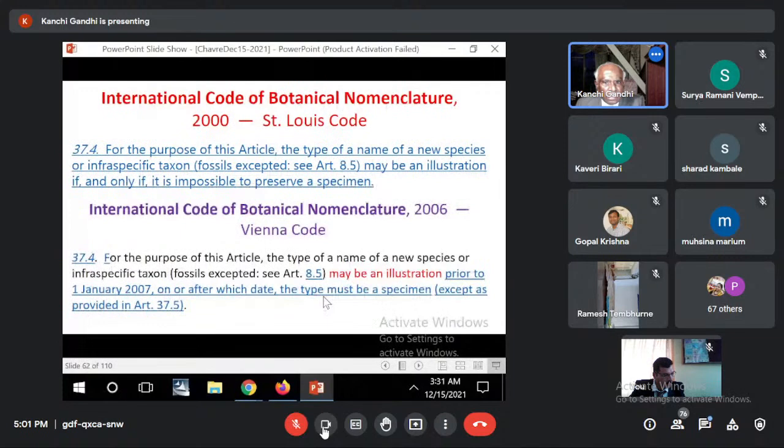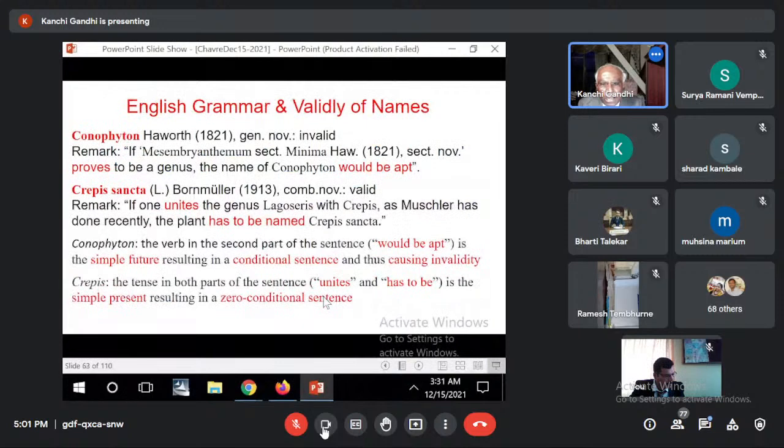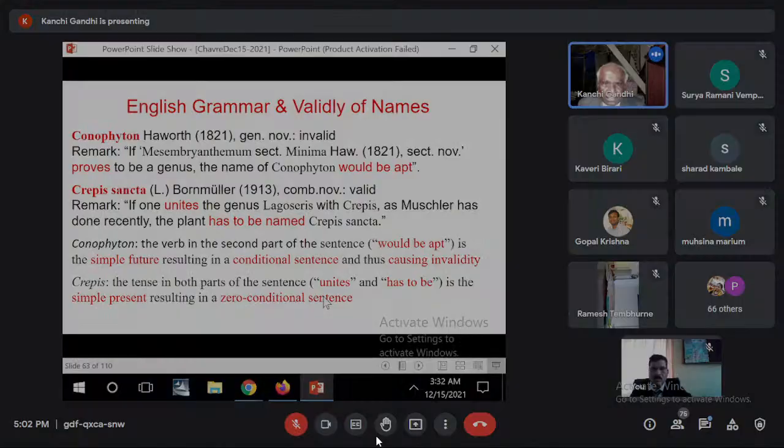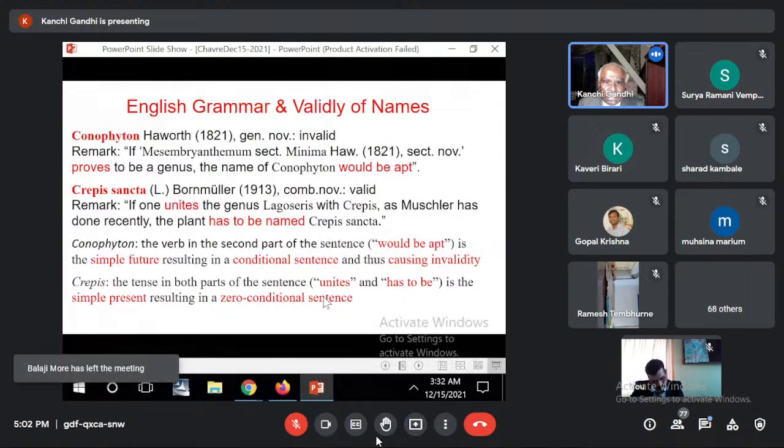Now, as I already mentioned, prior to 2007, an illustration was accepted as a type, but not from 2007 on. Now, how English grammar and validity may play a role. Now, for the genus Bonapaita, please read it. If Mesembryanthemum section Minima proves to be a genus, the name Bonafidea would be used. So there is a section name published, and the author is saying, if this proves to be a genus, the genus name would be Bonafidea.